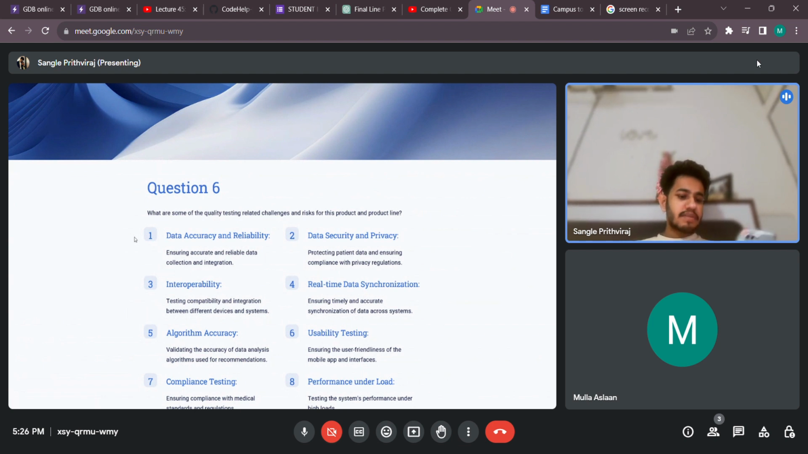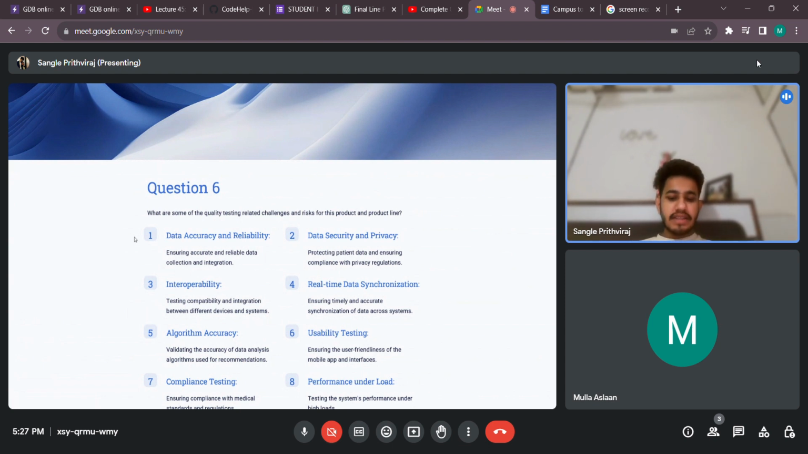Fifth one, algorithm accuracy. Consider the precision required in a surgeon's hand. Validating the accuracy of the data analysis algorithms used for recommendations is critical. These algorithms determine personalized recommendations and they must be thoroughly tested to ensure they provide the right guidance.